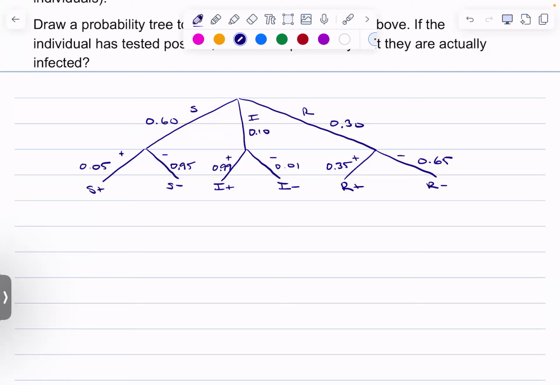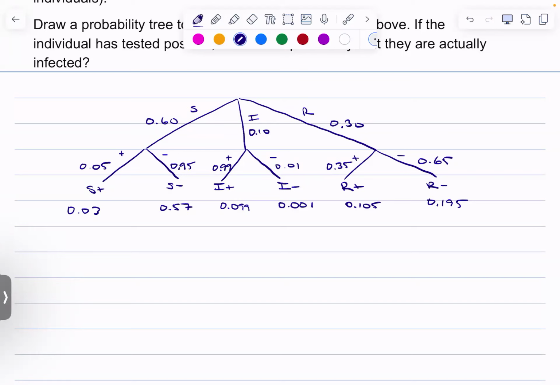0.6 times 0.05 is 0.03. 0.6 times 0.95 is 0.57. 0.1 times 0.99, hopefully I didn't, if I did something weird, stop me. 0.1 times 0.01 is 0.001, scientific notation. 0.3 times 0.35, 0.105, and then 0.3 times 0.65, 0.195. Resist the urge to do any rounding, right?